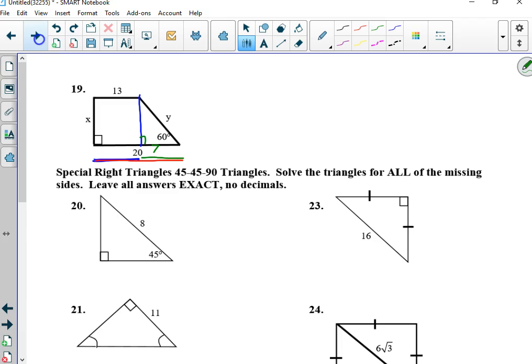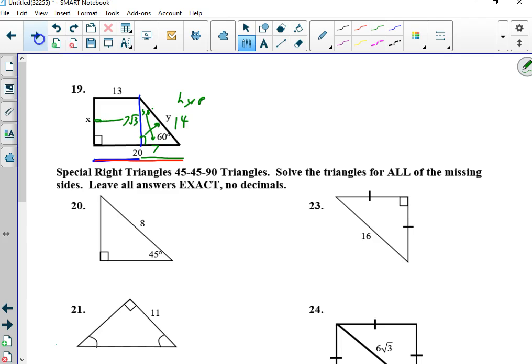Notice I have a 90-degree angle. So there's a 90 and a 60, which makes this 30. Which makes 7 my short side of the triangle. Short leg. There's my hypotenuse. What do I do to get that? I just double the short. 14. And then from short to long is 7 radical 3.